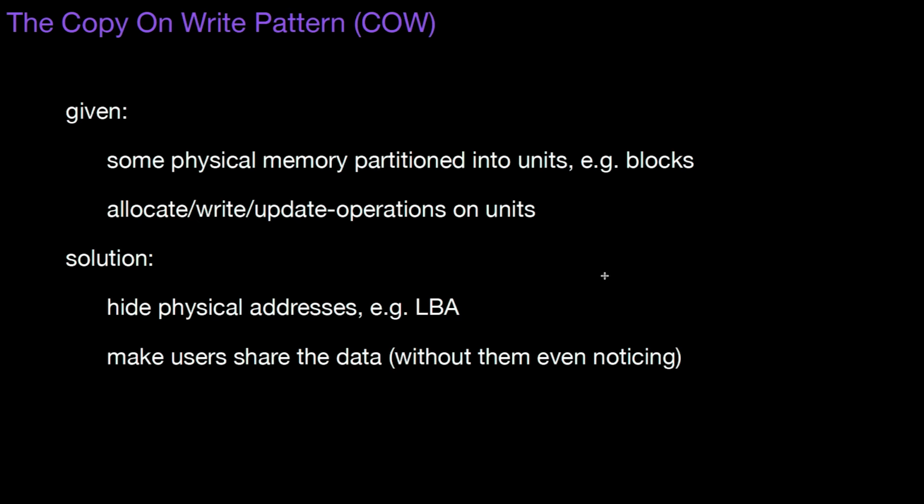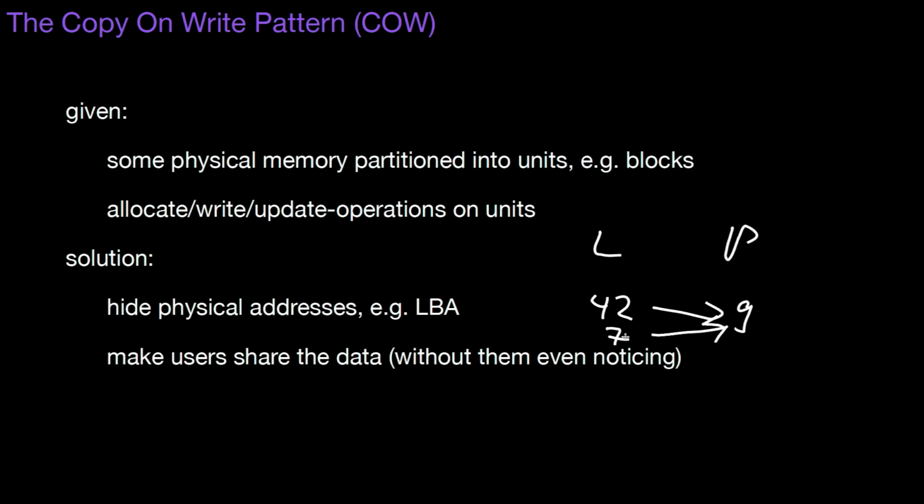That's what we had. We had a logical number and a physical number, and the logical number may be 42 for one user, and it may be 7 for the other user, and they both point to the same physical address, maybe 9. And they don't notice that. That is what copy on write is about.